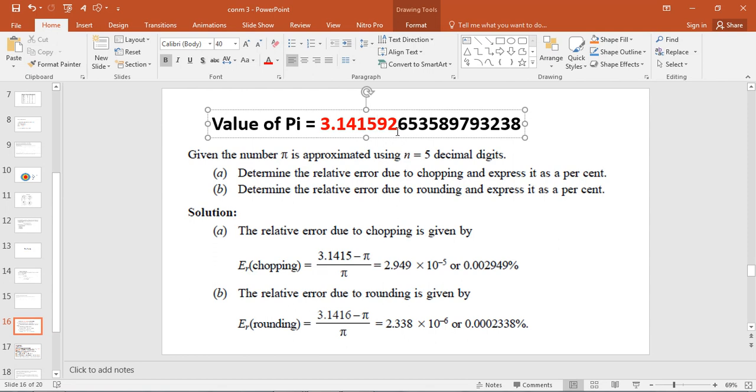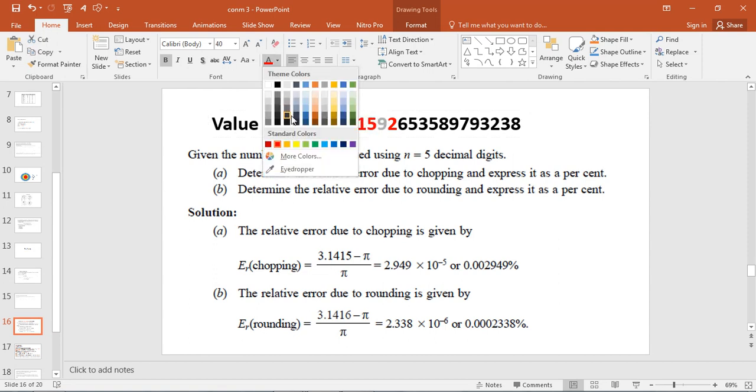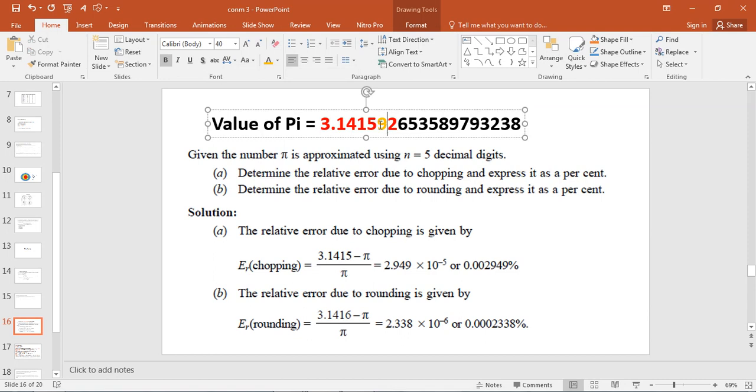So in chopping, as I've told you, since I'm going to take 5 decimal digits, these are the first 5: 1, 2, 3, 4, 5. As you can see over here, in chopping, I directly cut it at this point, and then I'm calculating the error. In rounding off, since the value over here is 9, which is greater than 5, I have replaced it with 6. So this is rounding off. So that's how we find out, isn't it?